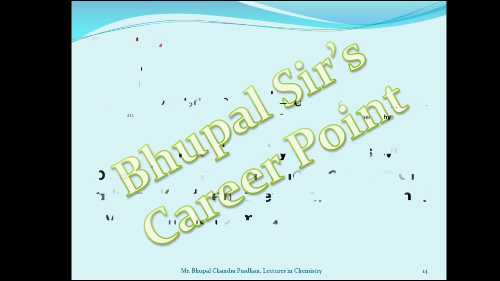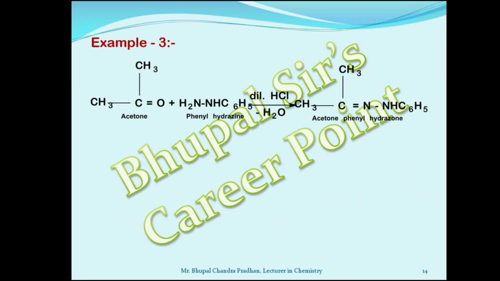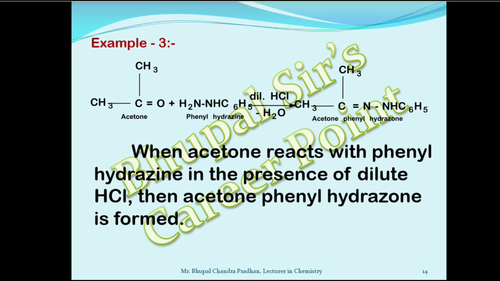Let us come to example 3. We will take two CH3 groups and the compound will be acetone. Whenever it reacts with phenyl hydrazine in the presence of dilute HCl, a water molecule will be eliminated. How? The oxygen of the carbonyl group and the H2 of phenyl hydrazine are removed as a water molecule and it will give us acetone phenylhydrazone. In the statement, we have to write down: when acetone reacts with phenyl hydrazine in the presence of dilute HCl, then acetone phenylhydrazone is formed.